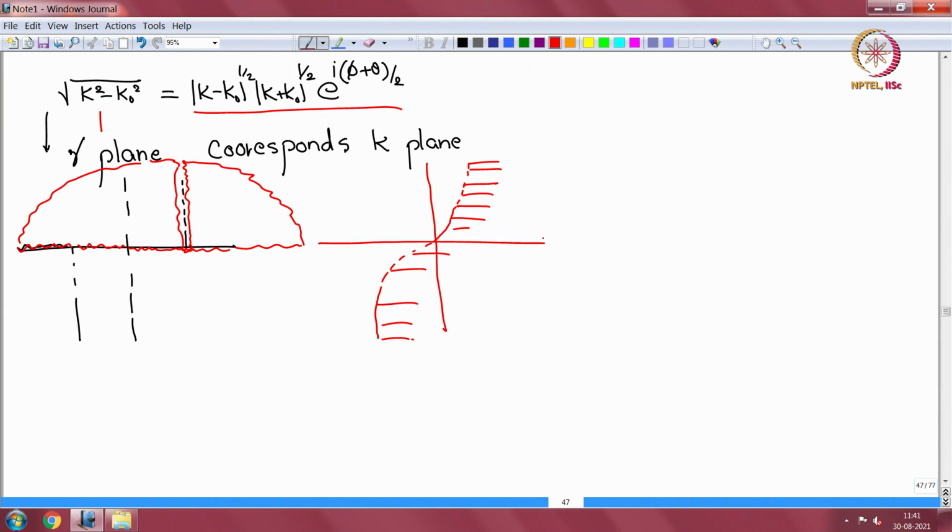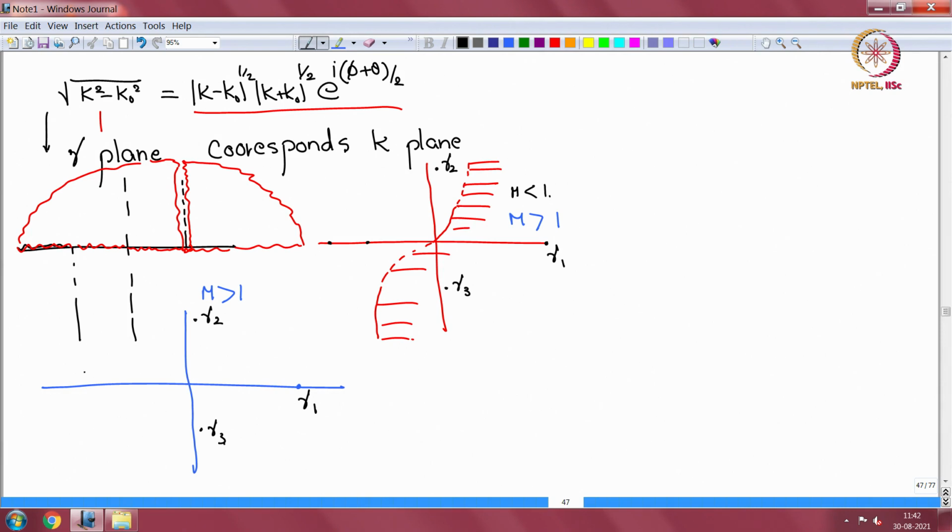Okay. So now what roots did I get? I got a gamma 1 root, I got a gamma 2 root, I got a gamma 3 root, and I got gamma 4 and 5 roots for m less than 1. Okay. For m greater than 1, let me do that. So I will get, let me do it separately. For m greater than 1, I will get again gamma 1, I get gamma 2, I get gamma 3, and I get a gamma 4 and a gamma 5.